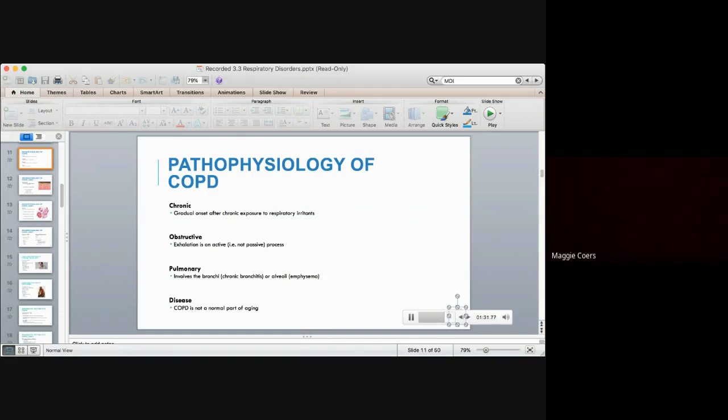The pulmonary part refers to the lungs, but more specifically, it involves the bronchi, which we call chronic bronchitis, or the alveoli, which we mean as emphysema, or it can involve both. COPD is not a normal part of aging. Pulmonary could be both, and either one is not a normal process of aging. And the disease, COPD, again, is not a normal part of aging.